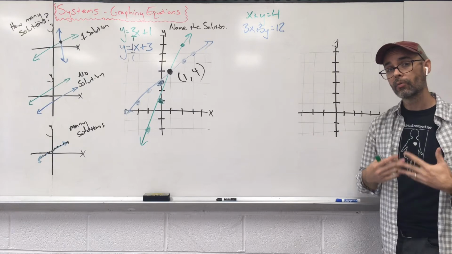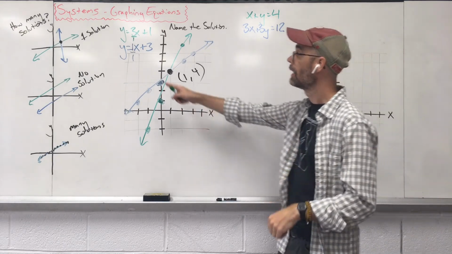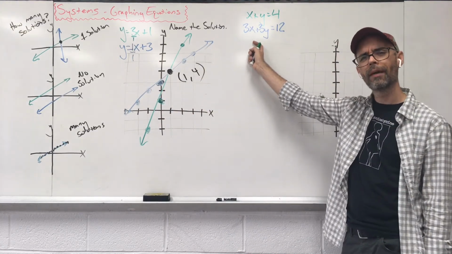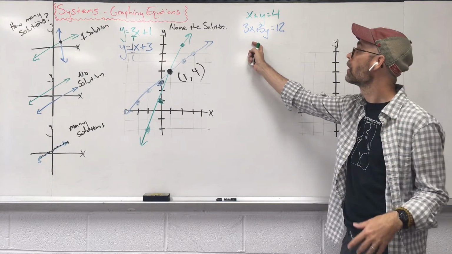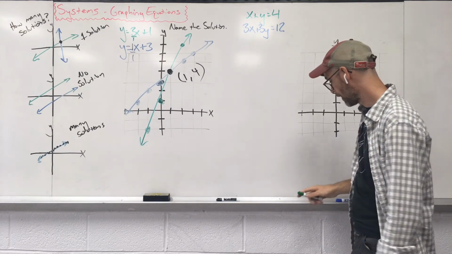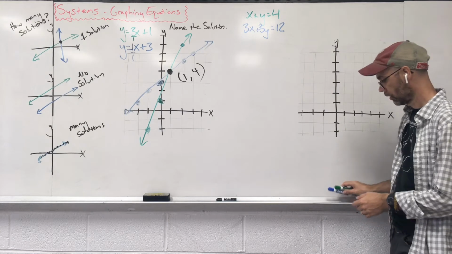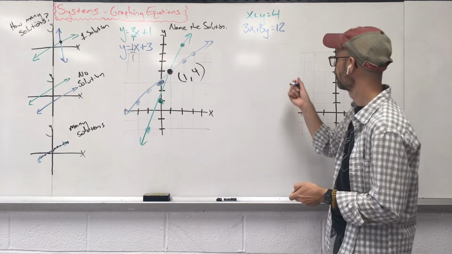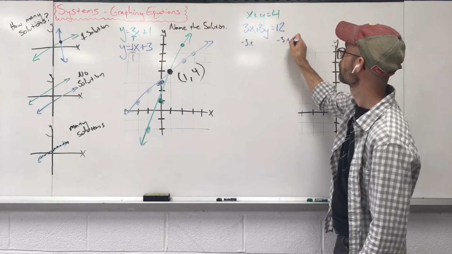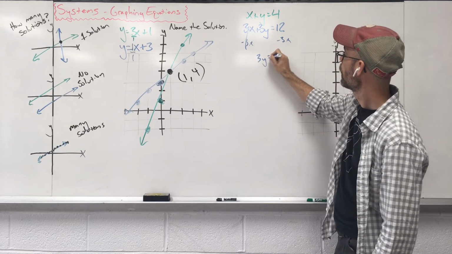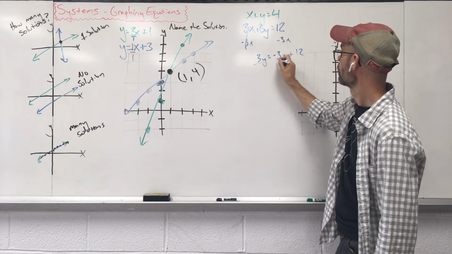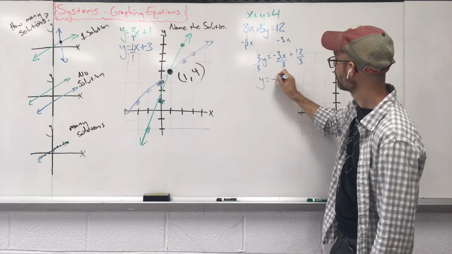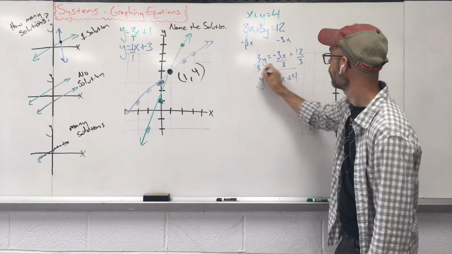We're not always lucky with having equations in slope-intercept form, y equals mx plus b. Sometimes it's in standard form, and sometimes we have to do a little work to get it that way. So let's do this work to make both of these say y equals. Let's start with the second one. I'm going to solve for y. Minus 3x, minus 3x, 3y equals negative 3x plus 12. Divide by 3, y equals negative 1x plus 4.